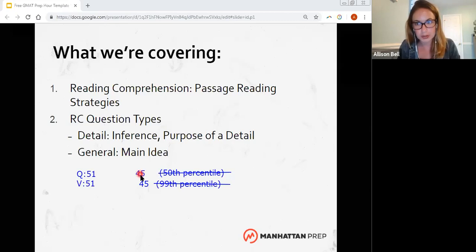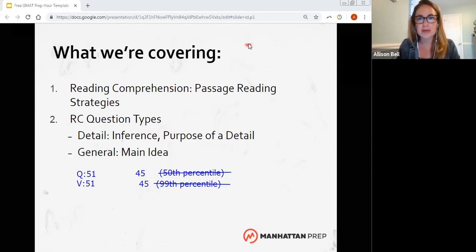And then they have a lot of hard work to put into verbal in a short amount of time. So I strongly encourage you to make sure that when you're thinking about quant versus verbal and how you should balance your study time, don't look at the percentiles, look at the numbers out of 51. Those are what affect your score. And make sure that you give verbal its due.